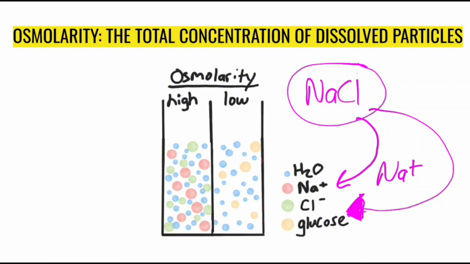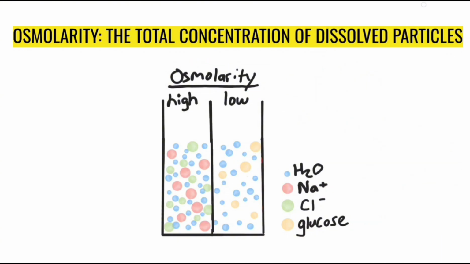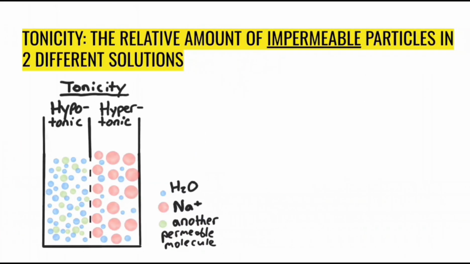salts, like sodium chloride, which will separate into two ions or individual particles in the solution. So we use osmolarity especially for this, because in osmolarity, we want to know the total concentration of all the dissolved particles, and this includes the ions.